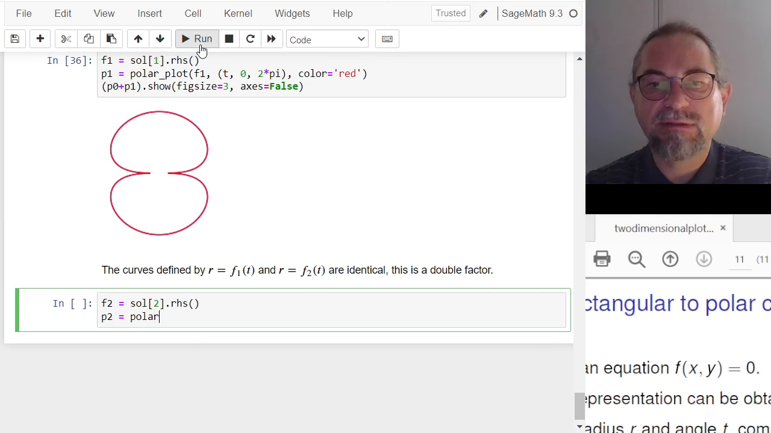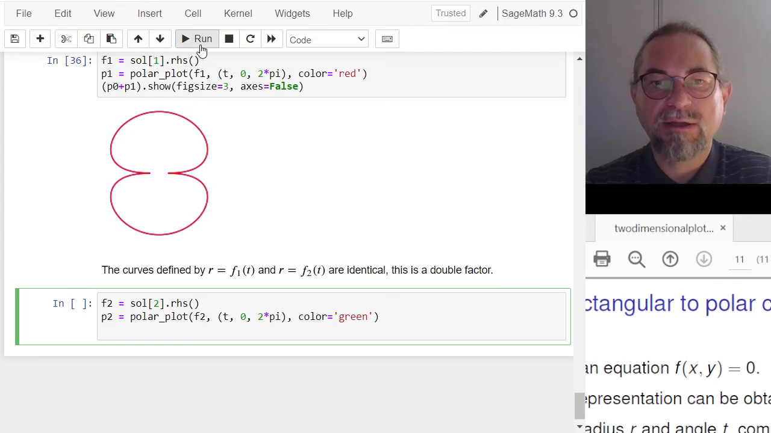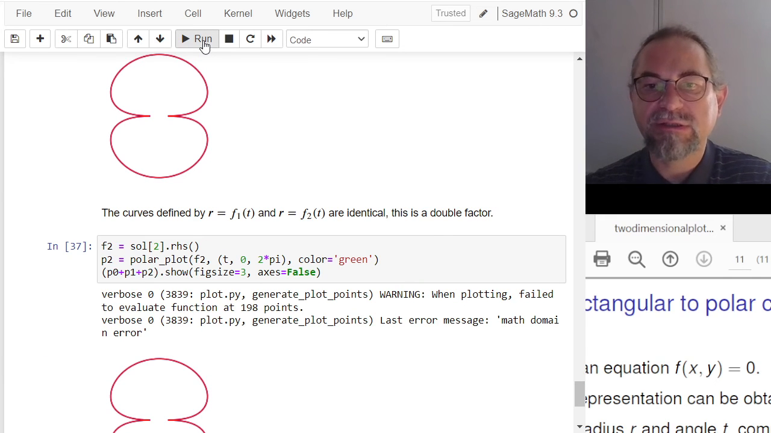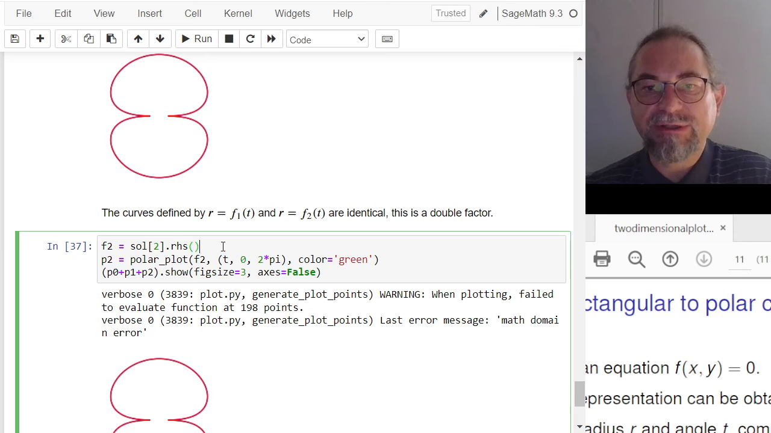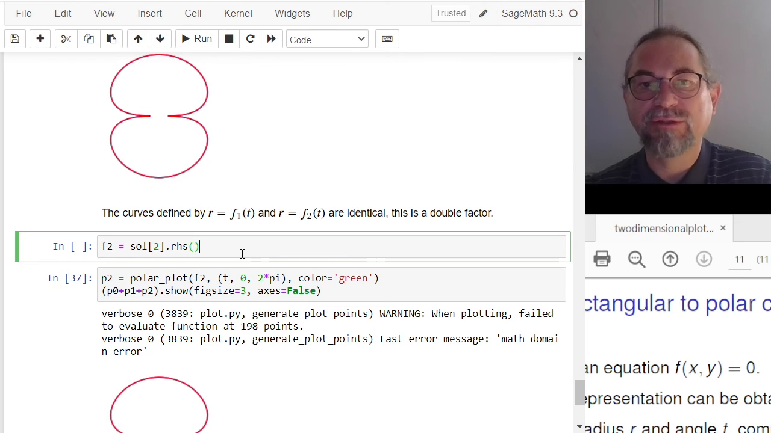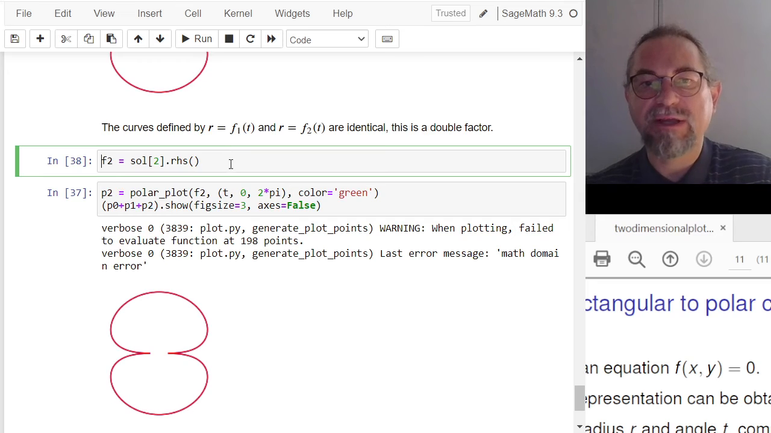Just to indicate that if you do the polar plot here, now I hope I will not make a mistake. I will call it green, and now do P0 plus P1 plus P2. So this becomes rather boring and repetitive, but this exercise has some more surprises. And here you see what happens. The plotting failed. Now it's interesting to look at the separate components. Splitting a cell is often good if you run into troubles. So see what happened. This statement went fine.